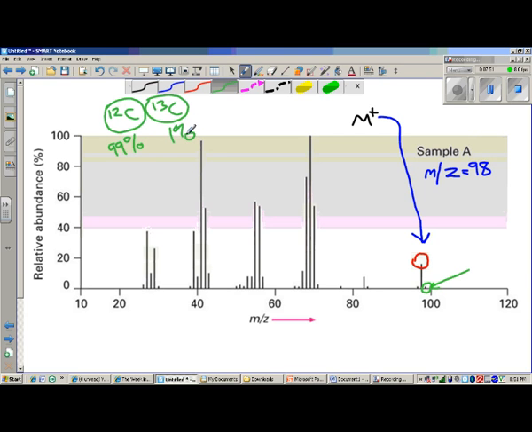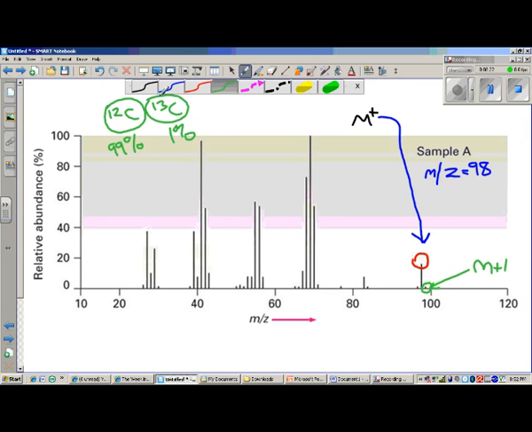So naturally occurring in every single molecule, you're going to have a small peak that's one size bigger than your molecular ion peak, and this is called the M+1 peak, corresponding to the same molecule but that contains that isotopic carbon that's 1 unit bigger. So it doesn't mean the molecular ion peak is 99 here, it means the molecular ion peak is 98 and the tiny little peak next to it is just the M+1 peak. So that's one thing you can get from a mass spectrum.